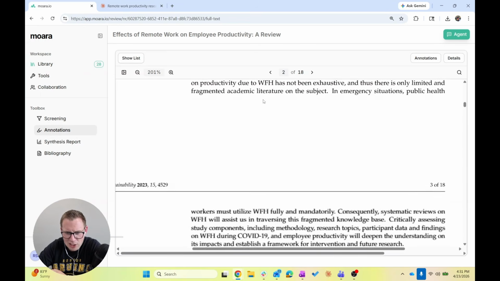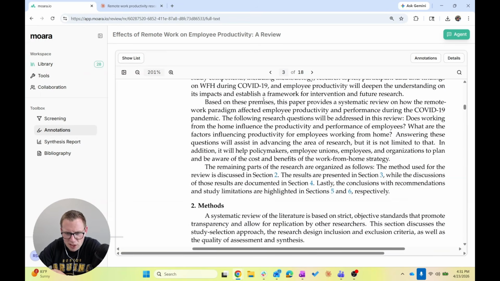The history I'm less concerned about. Based on these, this paper provides a systematic review on how the remote work paradigm affected employee productivity during the COVID-19 pandemic. The following research questions will be addressed. Does work from home influence productivity performance? What are the factors? Okay, those are the key things.